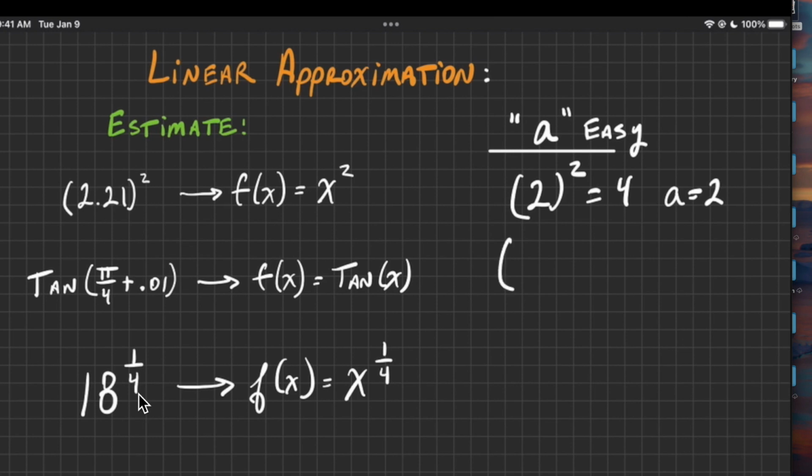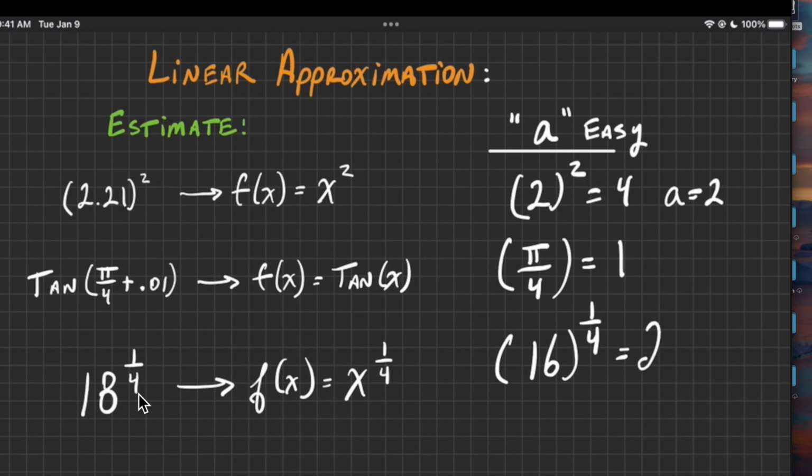For the next one, our easy A value is going to be pi over 4, because it turns out, as we'll see in a minute, that the tangent of pi over 4 is 1. And finally, for the last one, we're going to choose an easy A value of 16, because 16 to the 1/4 power is simply 2. Now, these easy A's were not randomly chosen. They are not only easy, but they are in close proximity to what we were presented with.